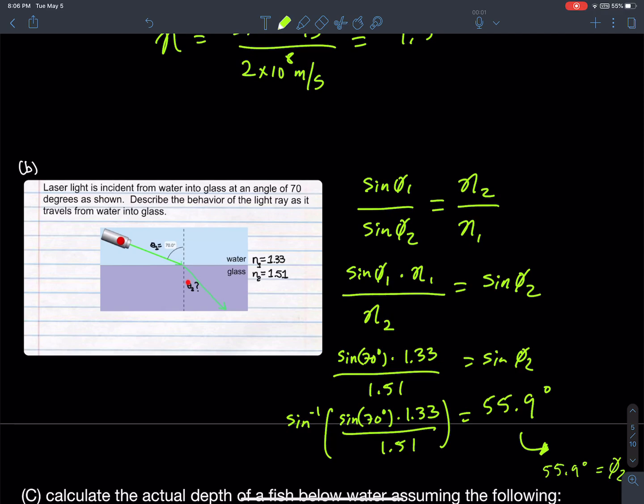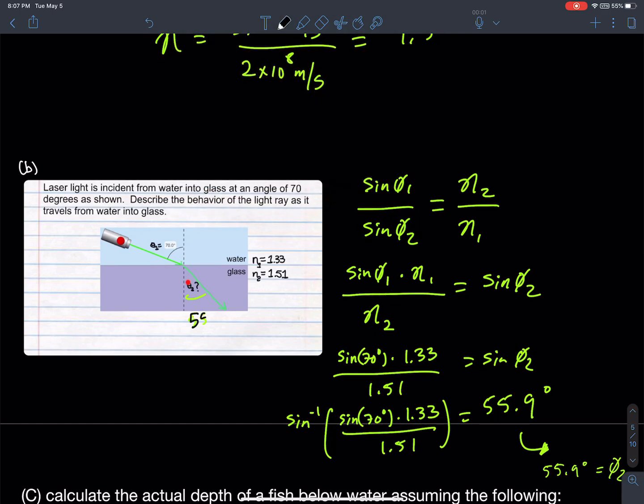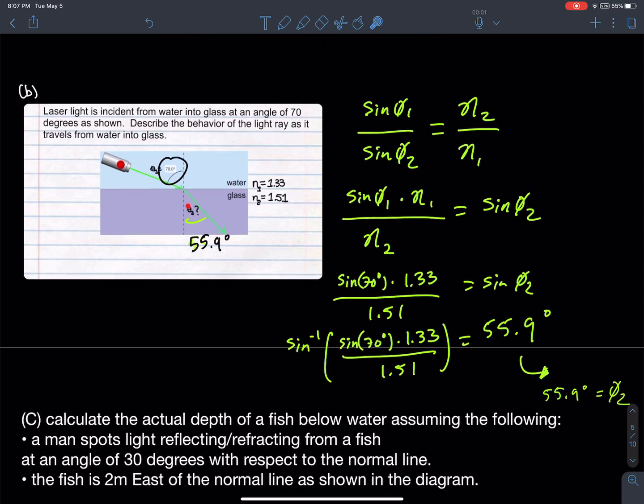So that means that the angle of refraction is 55.9 degrees, which is smaller than the angle of incidence, which was 70 degrees. And that's what we would expect because the light is slowing down. So remember, when light slows down, it bends towards the normal line. When it speeds up, it bends away. Very, very important to remember.